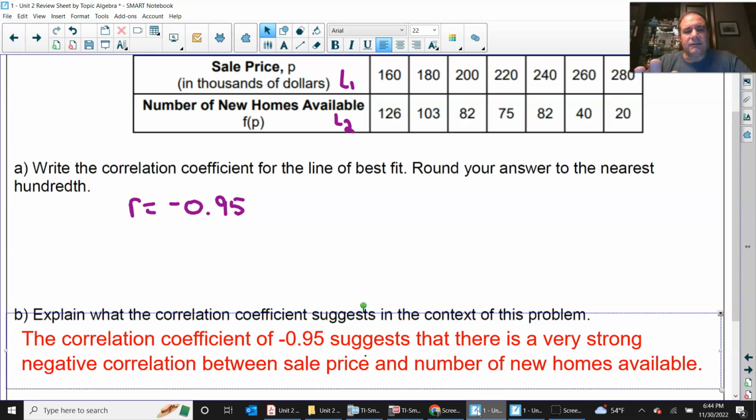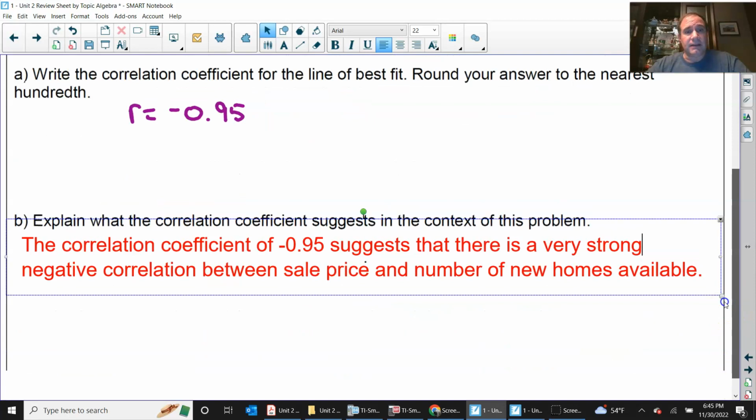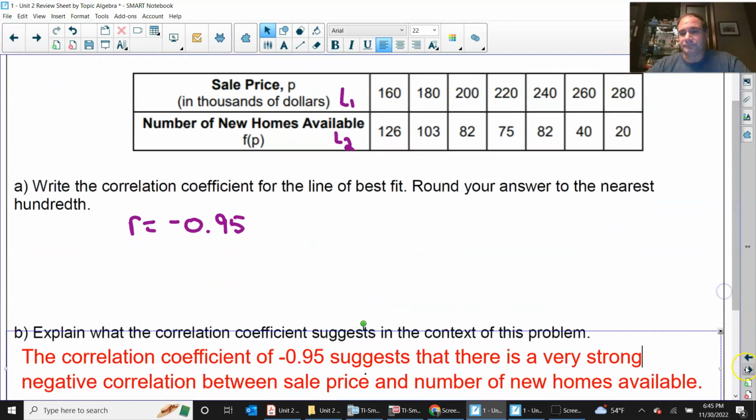Now you just finish it by saying that there is a very strong negative correlation between sales price and number of new homes available. So you're using their words in their table and just throwing it right back at them. All right, and that is basically it for that correlation coefficient.